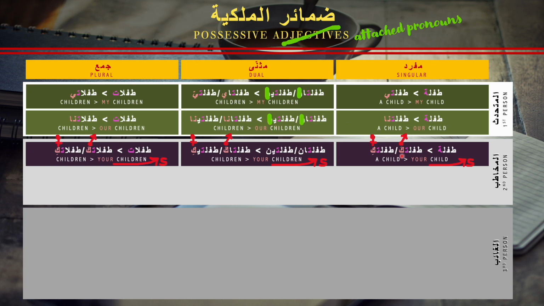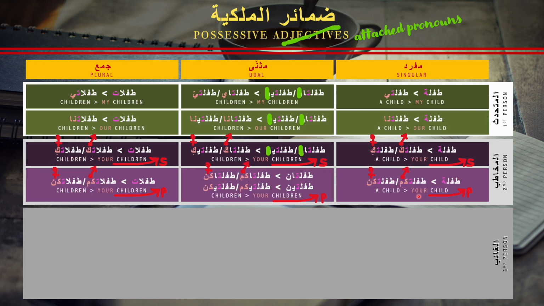For your child, singular masculine طفلتك, feminine طفلتك. Dual طفلتاك or طفلتيك, feminine طفلتاكي or طفلتيكي. For the plural طفلاتك. Now let's see the plural form of your child. طفلتكم, طفلتكن. If his child is dual and your is plural, طفلتاكم, طفلتاكن, طفلتيكم, طفلتيكن. Finally, children is plural and your is plural, طفلاتكم, طفلاتكن.